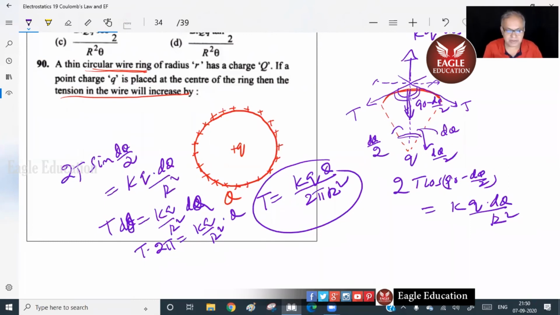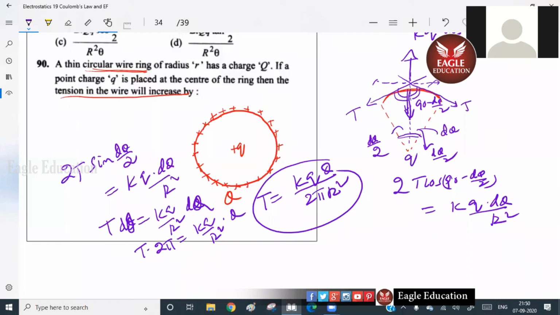This T d theta business comes again and again. Like how I took a small element, and how we cancel out the horizontal components, these components adding up to the repulsive force, that way the tension in a small part of the ring, T d theta, comes every time in every kind of problem later. Okay. So shall I continue, children?